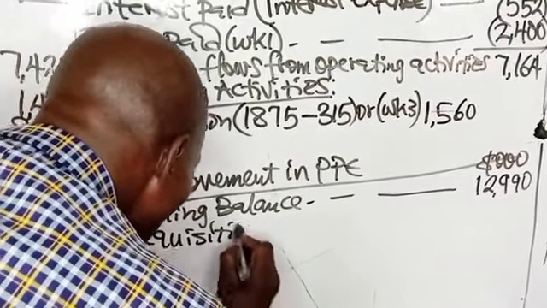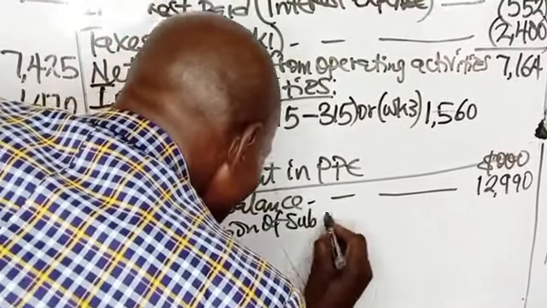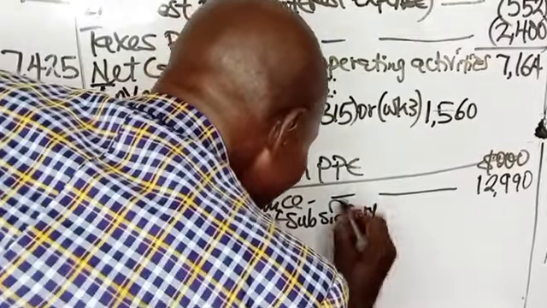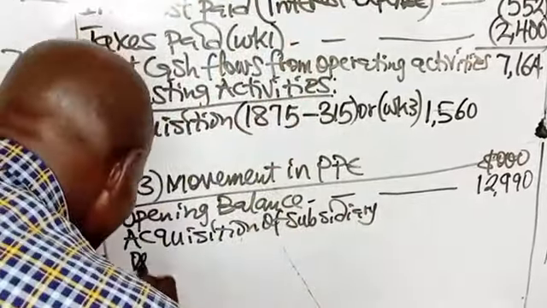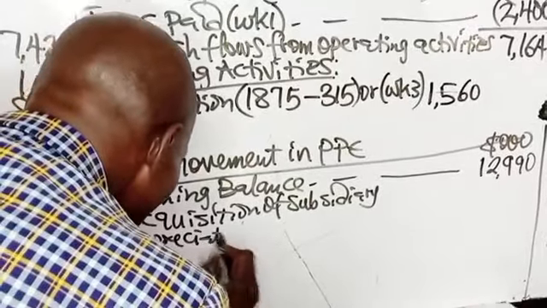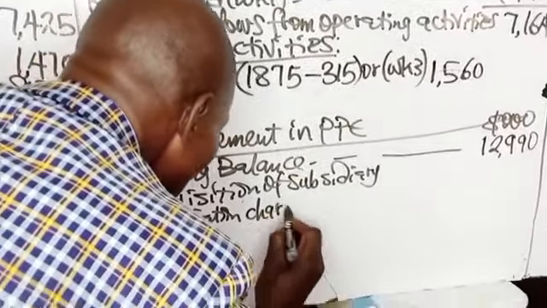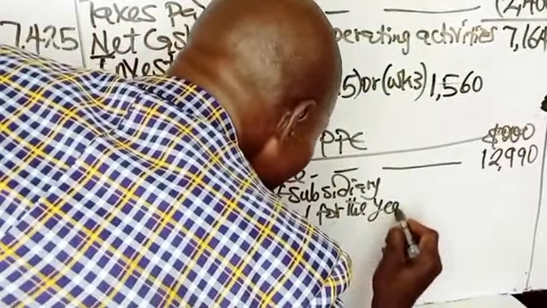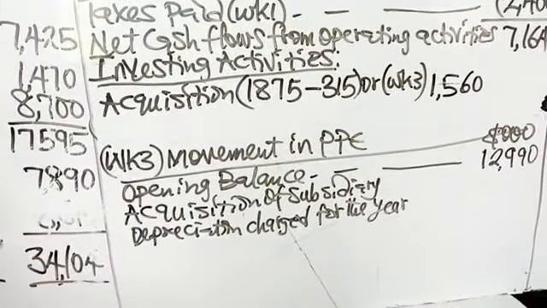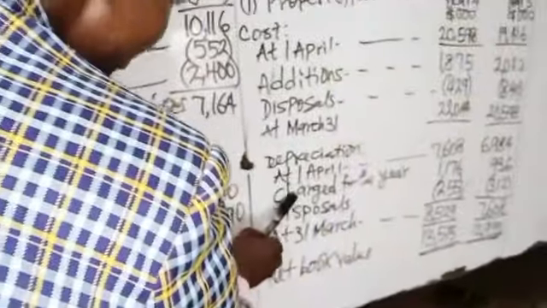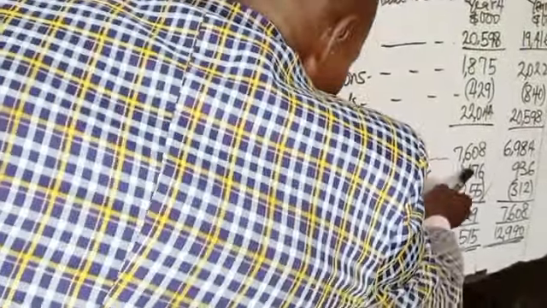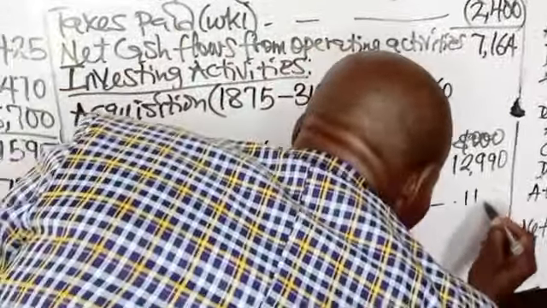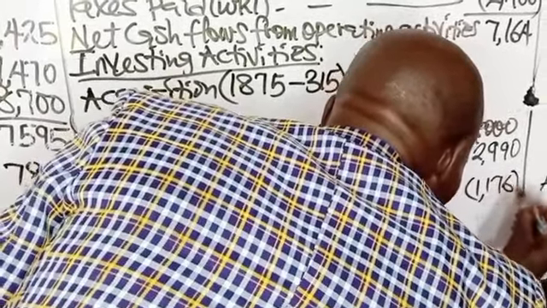Then acquisition of subsidiary. The PPE which was acquired, we will equally have that. Then you have depreciation charge for the year. You will see that in the movement in PPE. How much is the depreciation charge for the year? 1,176. Depreciation will lead to reduction in PPE.